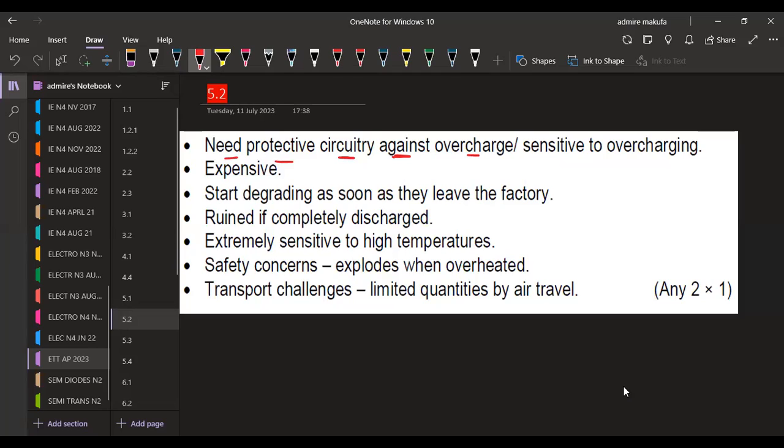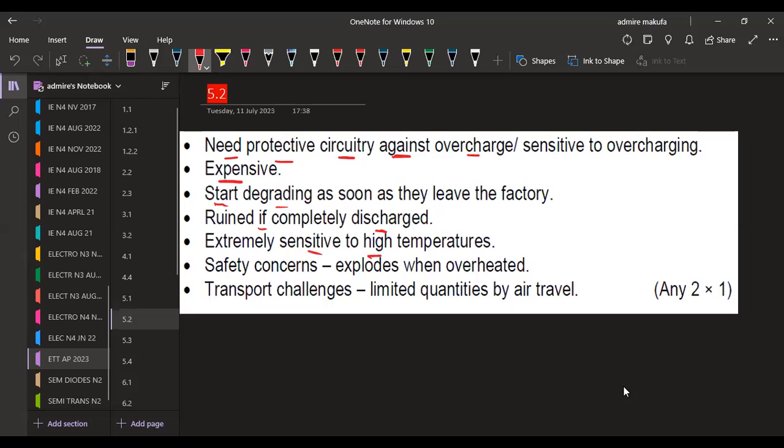It is too much, so it needs protective circuitry against overcharge because it is so sensitive. It's expensive. It starts degrading as soon as it leaves the factory, so that is a major disadvantage that we have. It can be ruined if completely discharged, which means it's not supposed to be completely discharged.